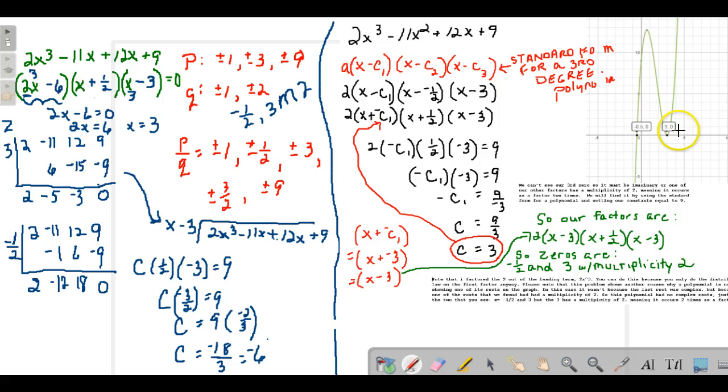You don't see it twice on the graph. You only see it once on the graph, because of course you can't have this on top of itself, a 3 and then a 3. It doesn't show up like that.